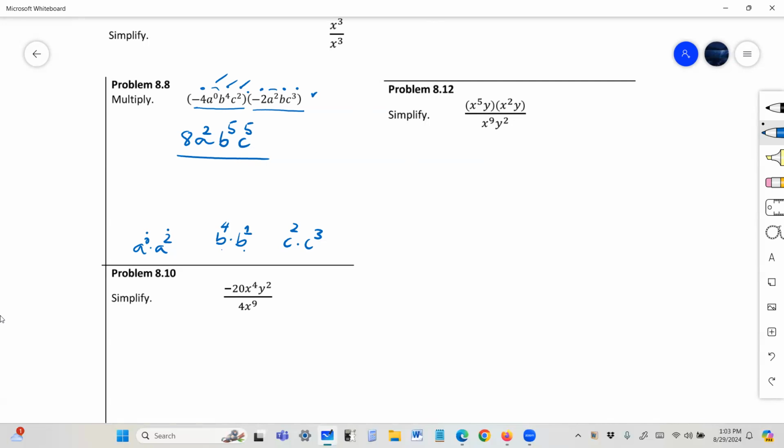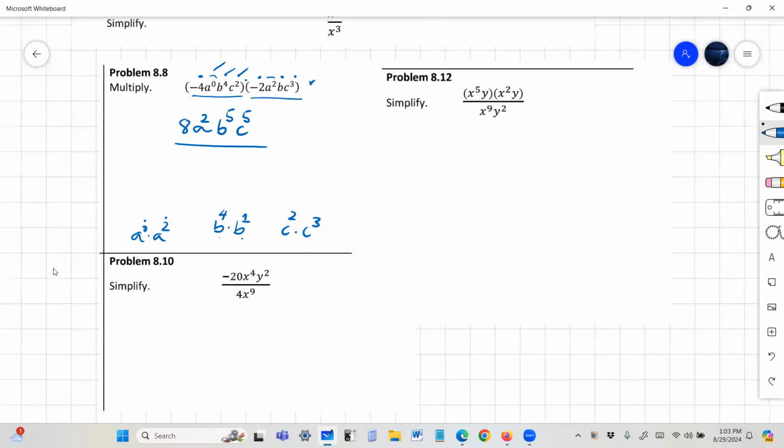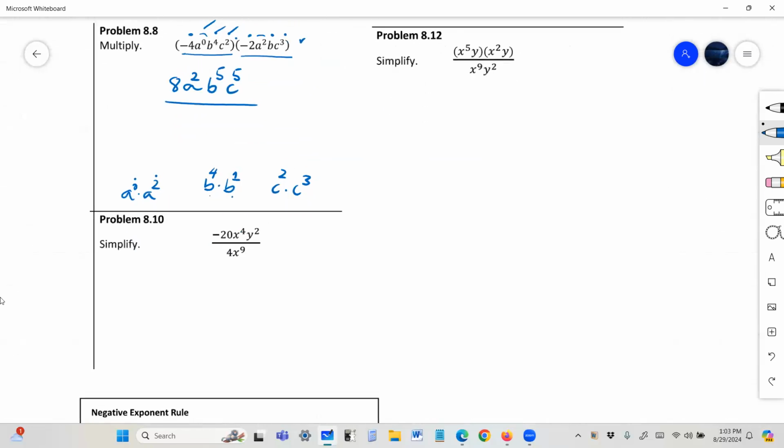All right, very good. Let's take a look at the second example. I'm going to do this A10 right here. And this looks like I have the quotient rule, right? So again, I have a number, -20 divided by 4. So we take care of that first, -5, right? Negative divided by a positive is negative, 20 divided by 4, 5. And then I am going to take care of the x to the 4 divided by x to the 9.